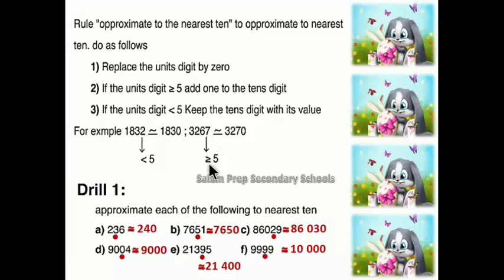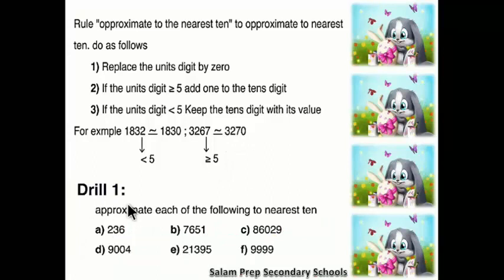7 is greater than 5. So add 1 to tens digit. 1 plus 6 equal 7. We will write 7 in tens place. Now all digits after tens, write it the same. 2 in hundreds, 3 in thousands. So 3267 is approximated to the nearest 10, 3270.